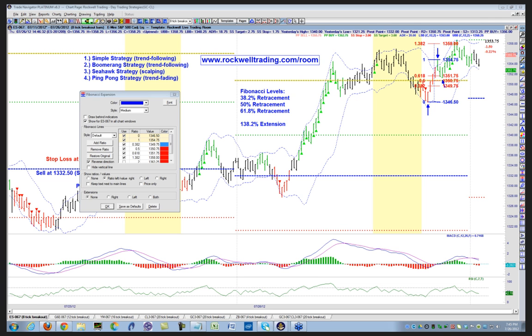Thomas is asking, you look for consecutive momentum bars with no pullbacks. Yes, Thomas, that is correct. I want to see 3 or 4 consecutive bars with no pullback. As soon as I have a pullback, Thomas, I start drawing my Fibonacci retracements.